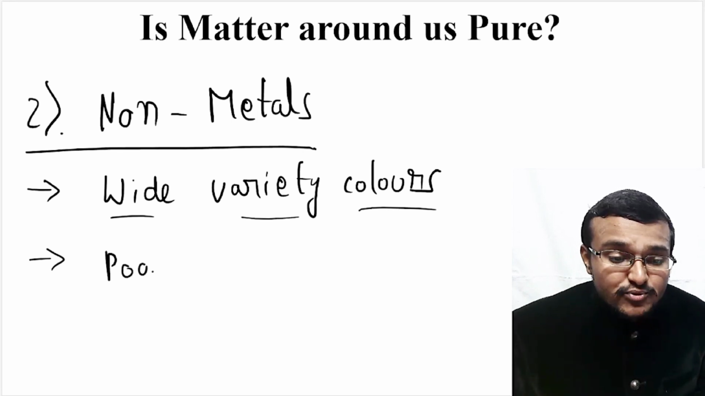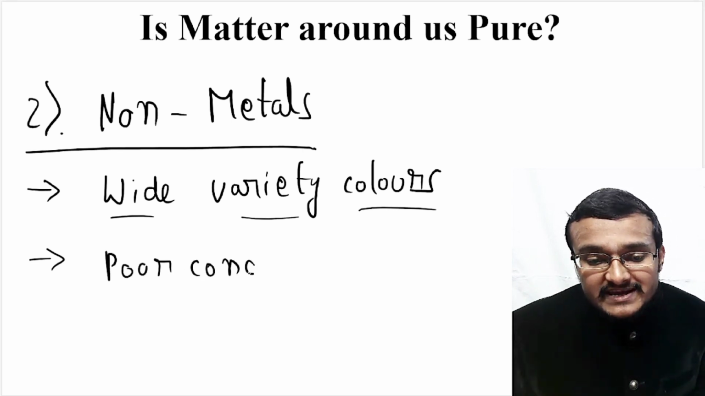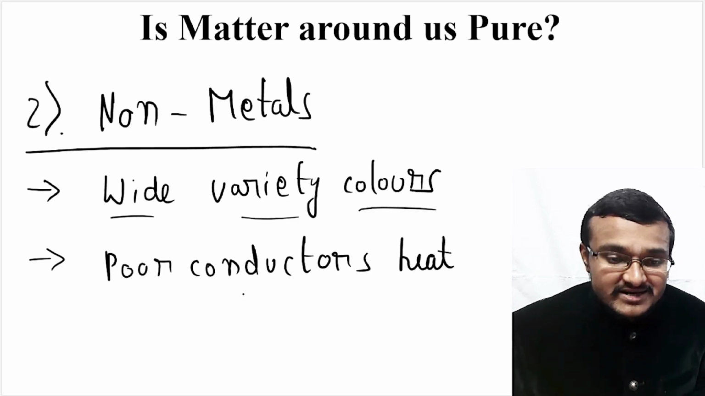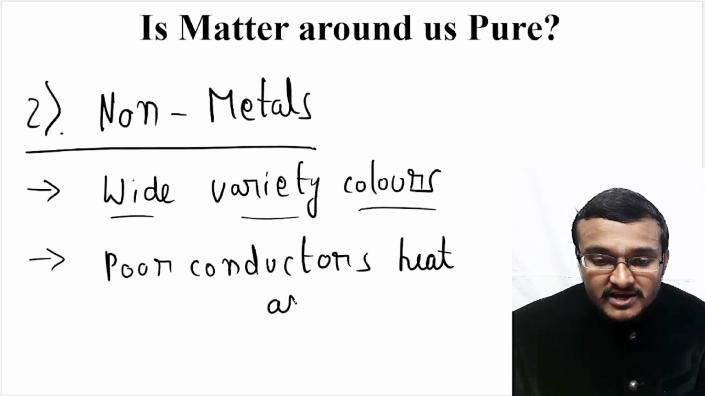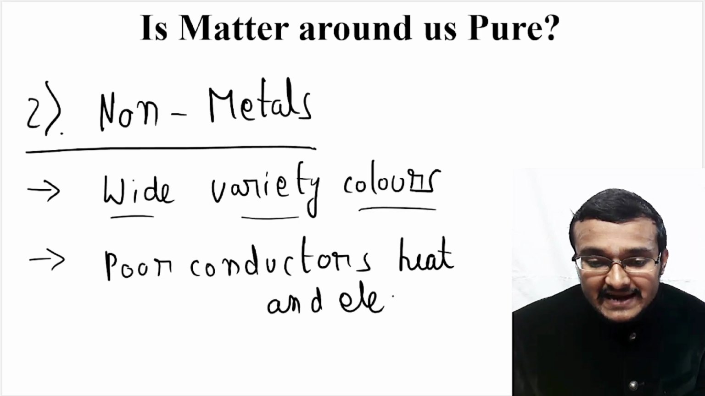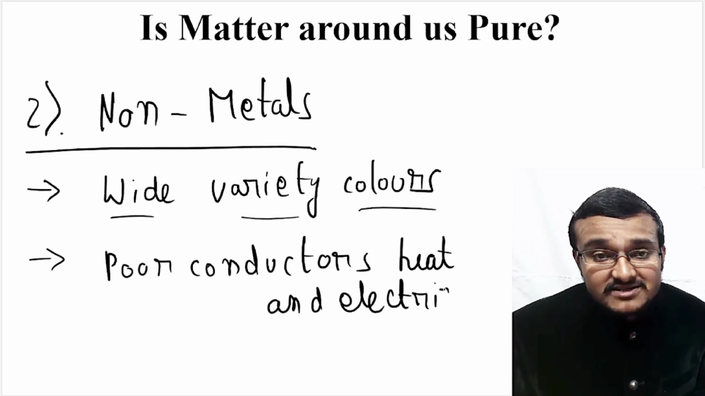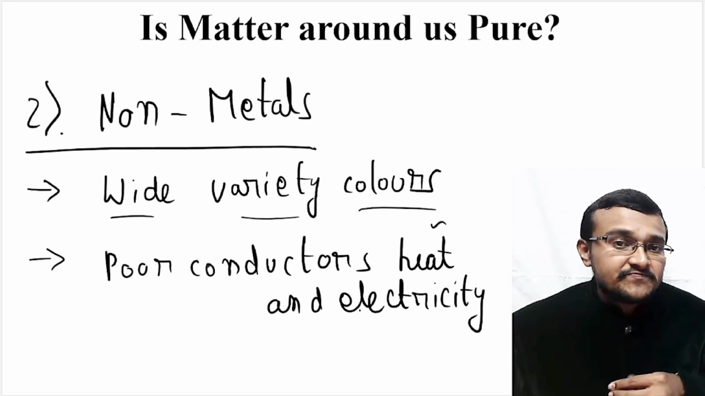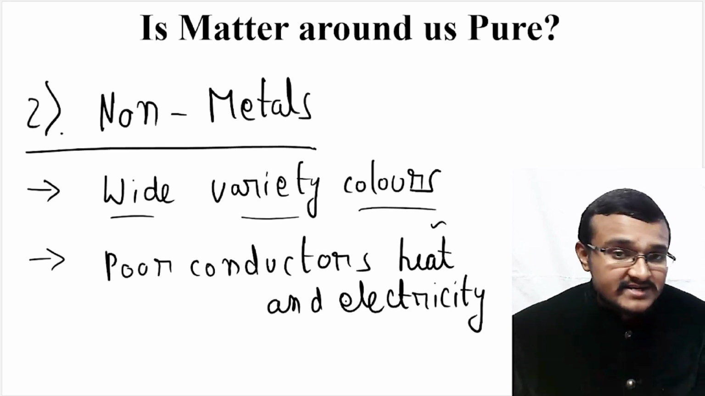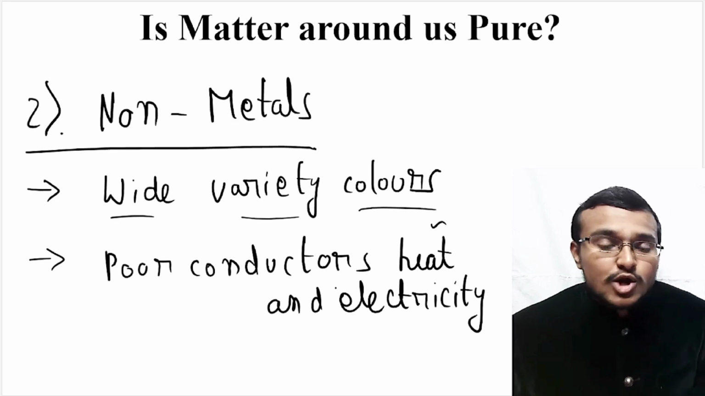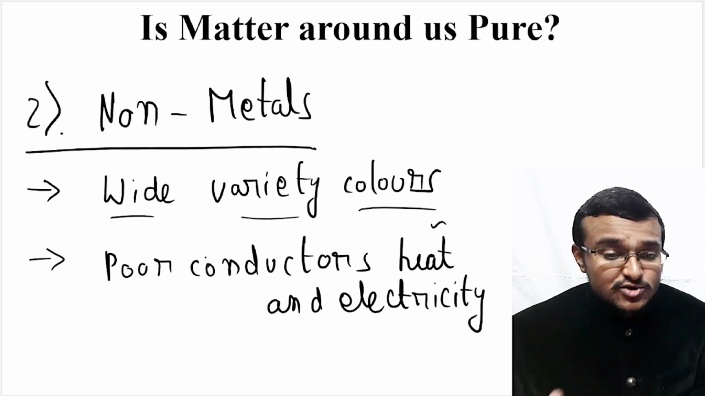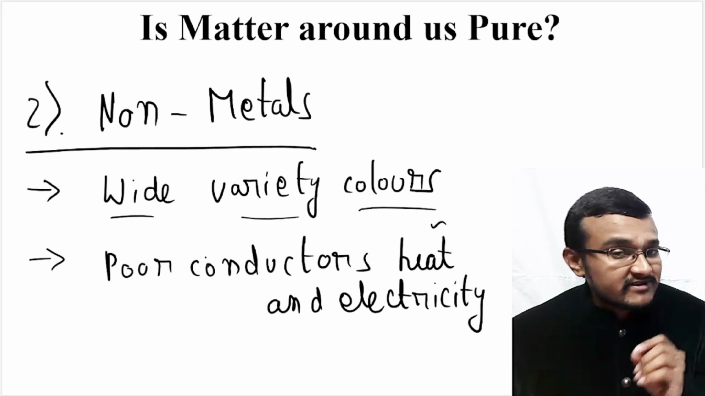They are poor conductors of heat and electricity. They cannot easily conduct heat or electricity. So non-metals are poor conductors of heat and electricity, whereas metals can easily conduct heat and electricity. That's why metals are good conductors of heat and electricity, but non-metals are poor conductors. So you can clearly see there is a difference between metals and non-metals.